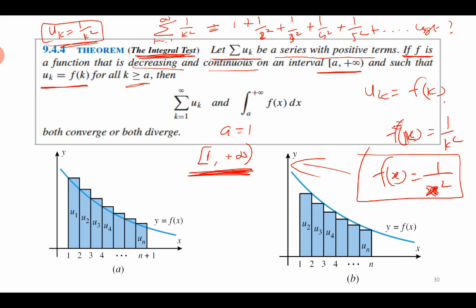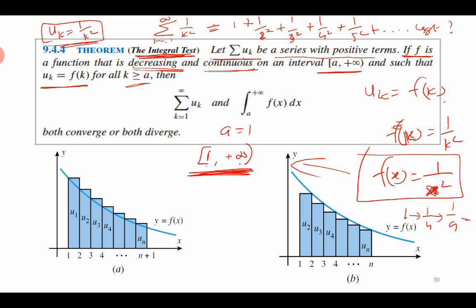And it is decreasing. How do you verify decreasing? When x is 1, this is 1. When x is 2, this is 1 by 4. When x is 3, this is 1 by 9. So the values of the function are decreasing. So this is a decreasing function, continuous in the interval 1 to infinity.